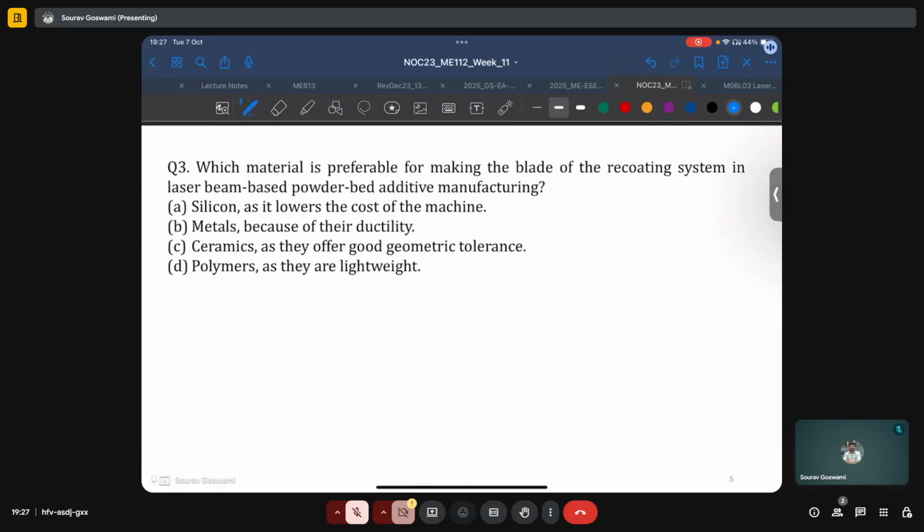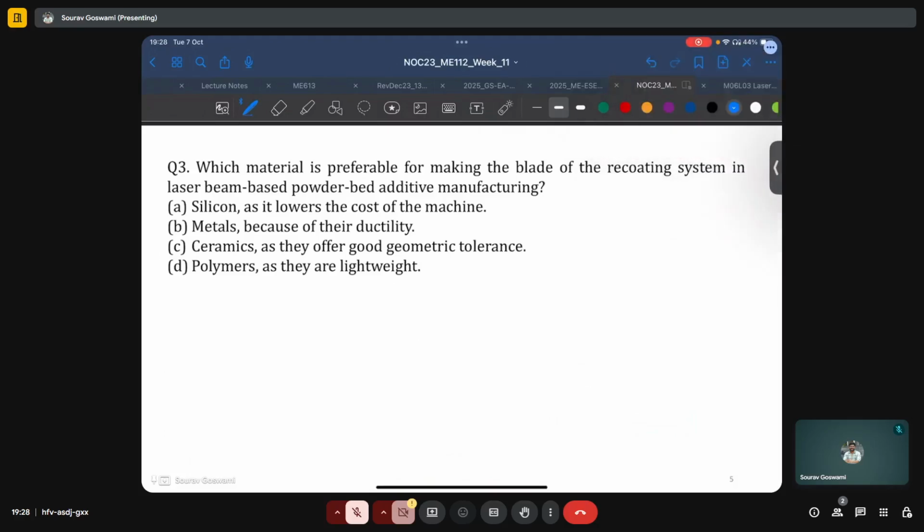The third question is asking us, which material is preferable for making the blade of the recoating system in laser beam based powder bed additive manufacturing? Is it silicon, as it can lower the cost of the machine? Is it metals or alloys, because of their ductility? Is it ceramics, as they offer good geometric tolerance? Or is it polymers, as they are typically lightweight?